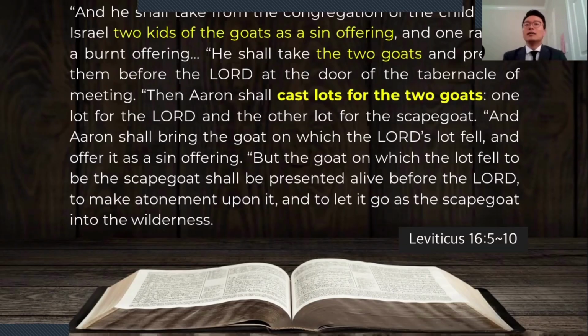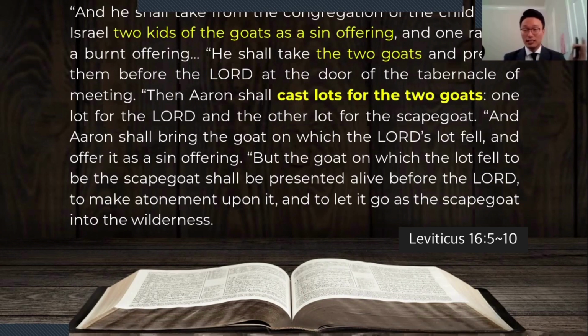That is this. Leviticus chapter 16, it says, "And he shall take from the congregation of the children of Israel 2 kids of the goats as a sin offering, and 1 ram as a burnt offering. He shall take the 2 goats and present them before the Lord." I want you to remember this phrase because we are going to come back to this phrase in many ways throughout today's sermon. "So he shall take the 2 goats and present them before the Lord at the door of the tabernacle of meeting. Then Aaron shall cast lots for the 2 goats."